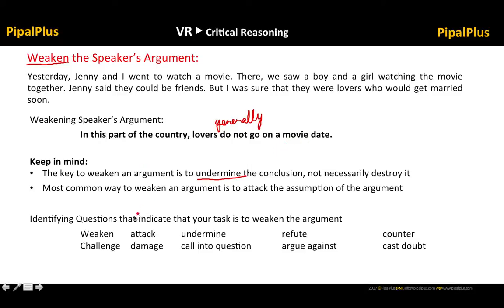All right, and these are some of the pointers, some of the words that you'll find in the questions, which will tell you that you're required to weaken the argument. So you'll see words like which of the following statements attacks the speaker's argument, or undermines the speaker's arguments, or argues against the speaker, and so on and so forth. So you can take note of these words.